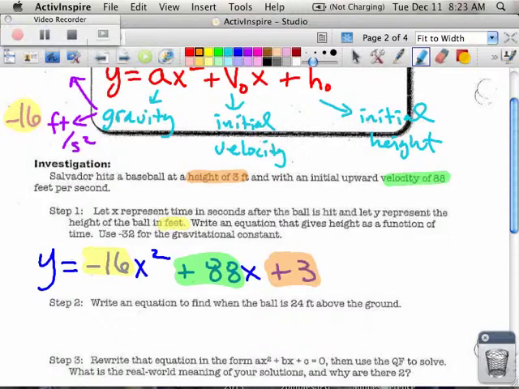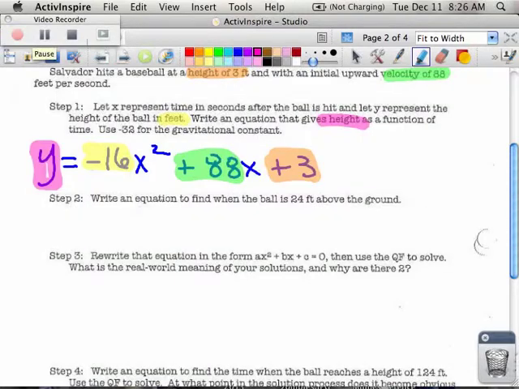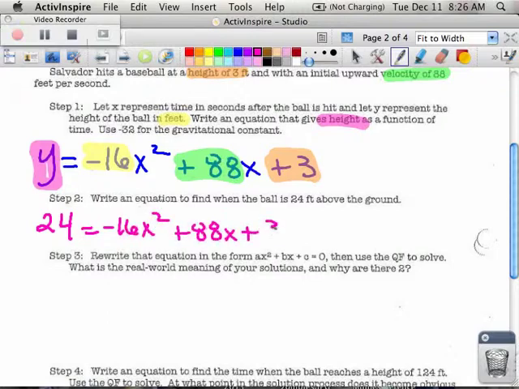So maybe that's another good thing that we could talk about. The y value that you see there is talking about the height of the baseball at any time. So height is the y. We're supposed to write an equation to find when the ball is 24 feet above the ground. Sounds really difficult, but this is all it means. You just write down 24 equals negative 16x squared plus 88x plus 3. And that's it.